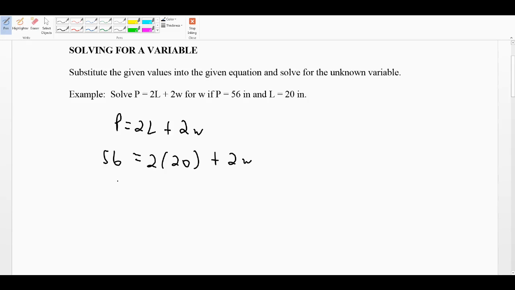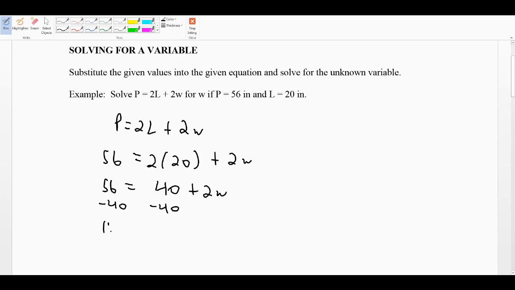So what I want to do is clean up either side first. So on the left side we have 56, right side 2 times 20 is 40. And now we're a little bit closer. What we want to do is get the 2W by itself so we can get rid of the 2. But before we can do that, we need to get rid of the 40. So we're going to subtract that off because it's a plus 40. And what you do to one side, do the other.